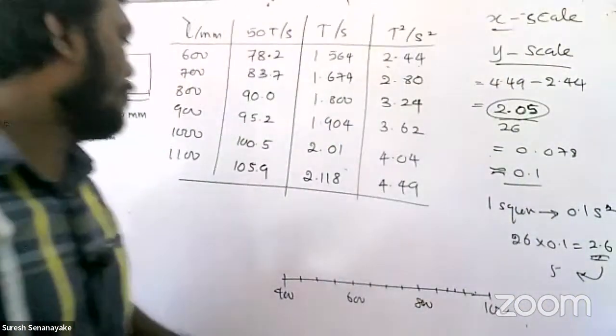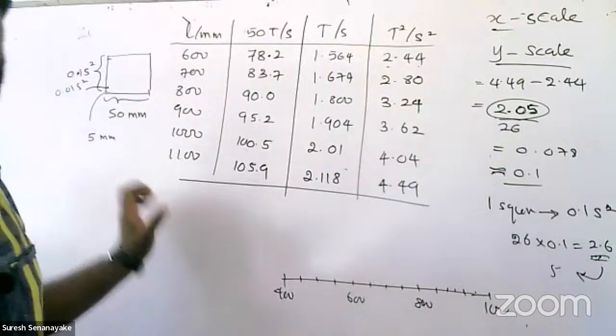Up to 5 mm you need to mark, you can mark the x-axis.